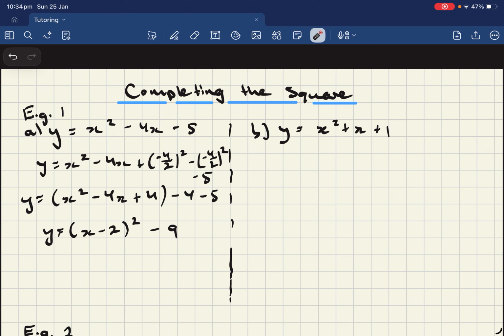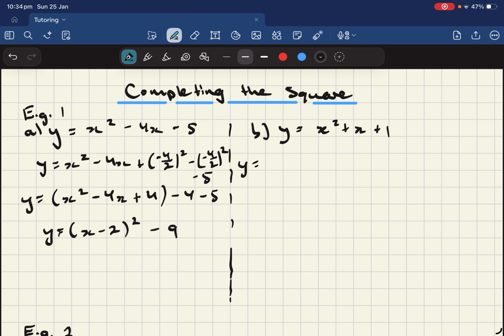Now this gives us the equation in what we call vertex form or turning point form. Now in the next video, we're going to look at how we can apply this particular form of quadratic to graphing the actual quadratic. But we're just practicing completing the square for now.